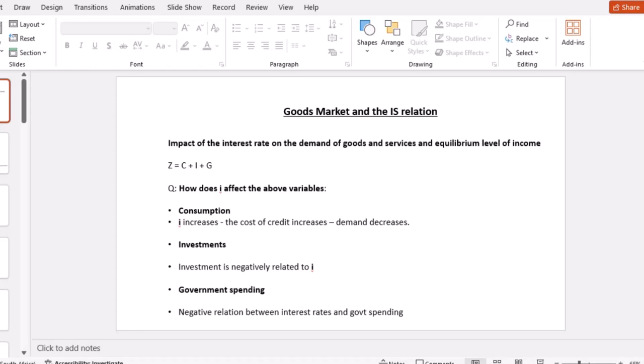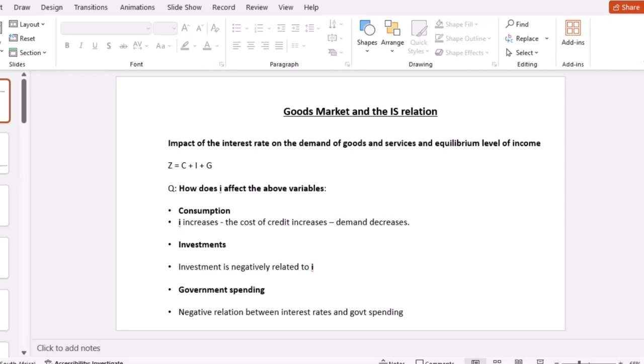How does the interest rate I affect the above variables? Consumption. If your interest rates increase, the cost of credit will increase, demand decreases, and your consumption, your level of income and output will decrease. So there's a negative relationship between interest rates and consumption, and that makes sense. The higher the interest rates, the higher the cost of borrowing. Therefore, demand for goods and services will decrease and consumption will decrease.